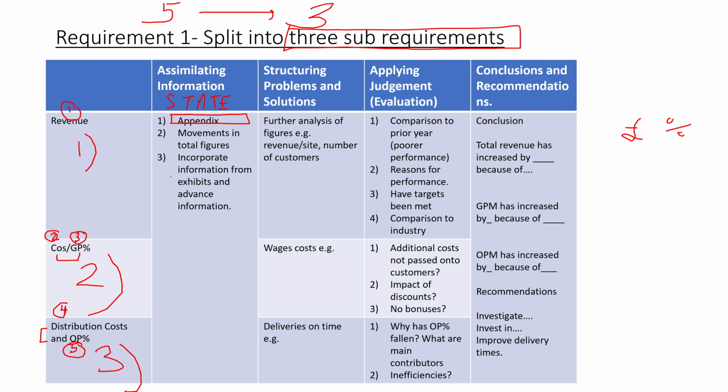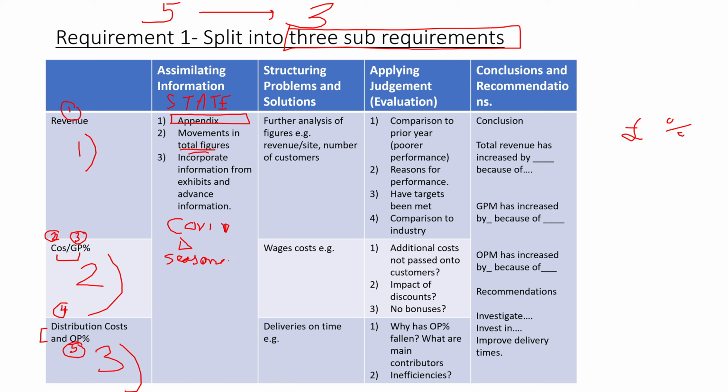Simple. You don't really need balance sheet at all. You never need balance sheet really. You get some marks for total figures, movements in total figures like revenue, cost of sales, distribution costs, and you get some information from any information you've noted from the advanced information, like COVID, for example, like mentioning that there's COVID or changing demographics, seasonal business.